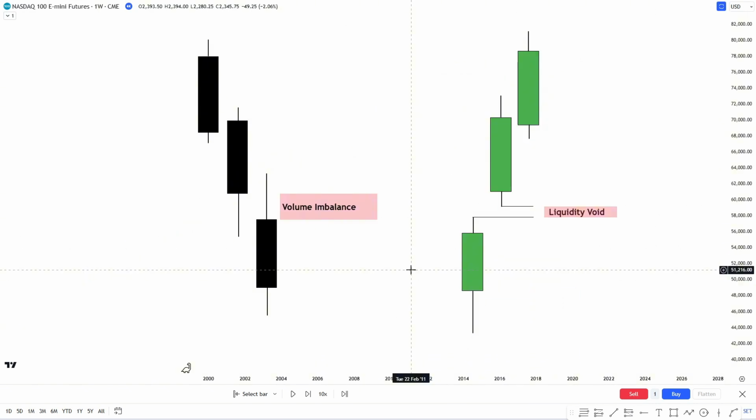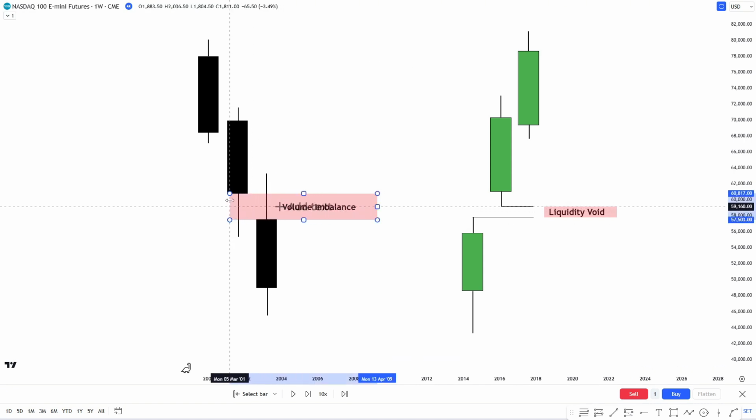Now, the final two terms I want to introduce you guys to is volume imbalance and liquidity void. Let's start off by explaining what a volume imbalance is. A volume imbalance is simply where we have a gap between the bodies. We have a gap between the close of this candlestick right here and a gap between the open of this candlestick right here. So whilst we do have trading here, the wicks are overlapping, the bodies are not. And this is how we define our volume imbalance.